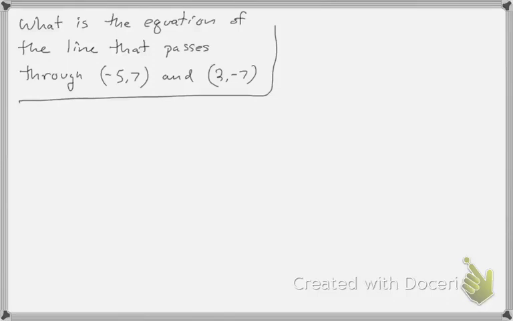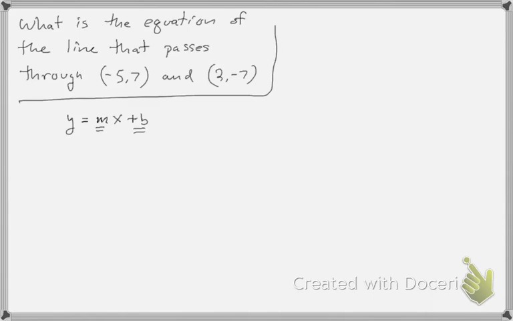In this problem, we're being asked to find the equation of a line that passes through 2 points. There are two standard forms for the equation of a line that we could use. One of them is the slope-intercept form, which is y equals mx plus b. It's called the slope-intercept form because you need to know the slope and the y-intercept.